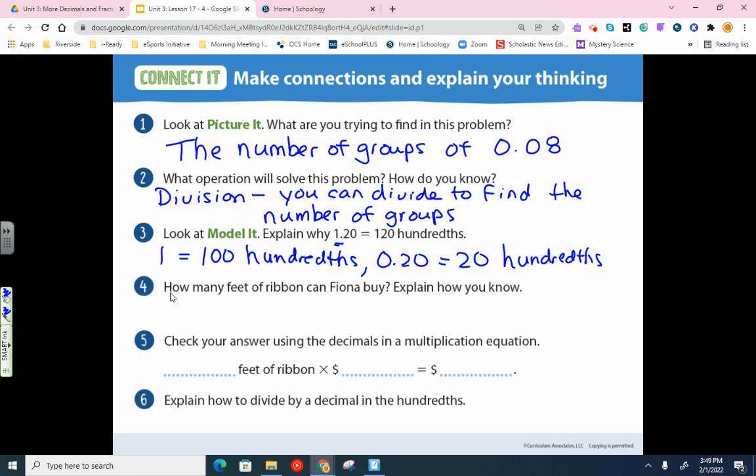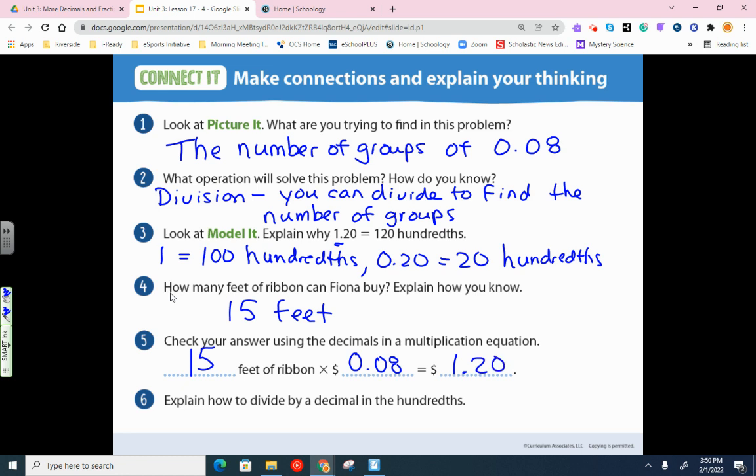Number 4, how many feet of ribbon can Fiona buy? 15 feet. I don't think it's really necessary for us to explain why, because we knew what we were doing there. Check your answer using the decimals in a multiplication equation. Again, checking division with multiplication is something I recommend if you have the chance to. If we take our answer, which is 15 feet, and multiply it by our divisor, we know that we'll get $1.20, and that works out.